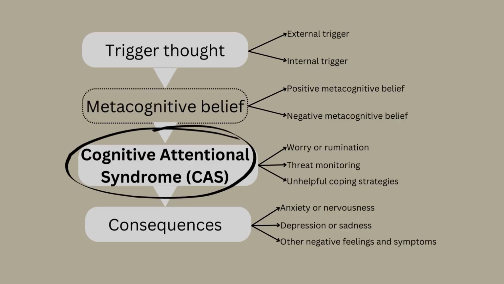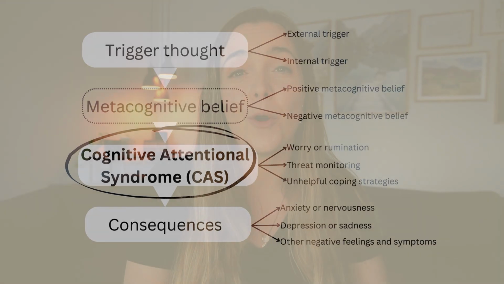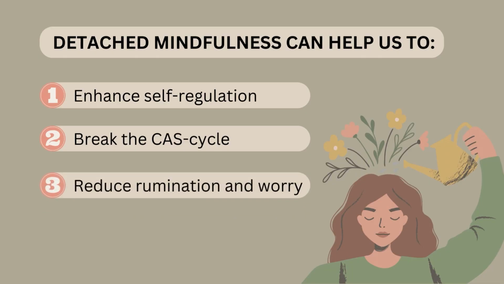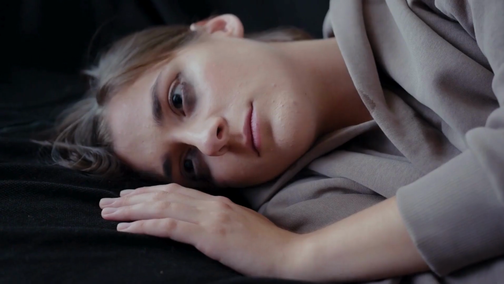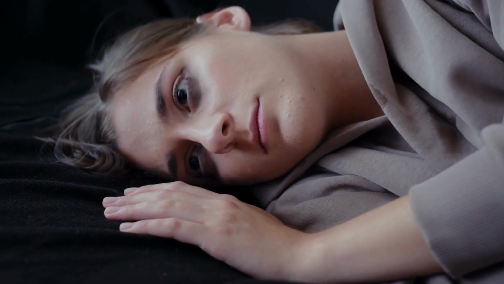By promoting a non-engagement stance to thoughts and worries, it breaks the cycle of extended thinking. It also reduces the tendency for threat monitoring, as we learn to view our thoughts as not necessarily indicative of real problems or threats. And through these first 2 points where we learn to deal with our trigger thoughts, our metacognitive beliefs, and the CAS cycle, it ultimately helps us reduce rumination and worry. By observing thoughts without attachment, we're less likely to engage in unproductive cycles of rumination and worry.